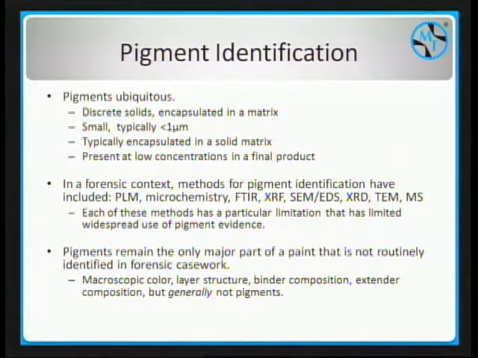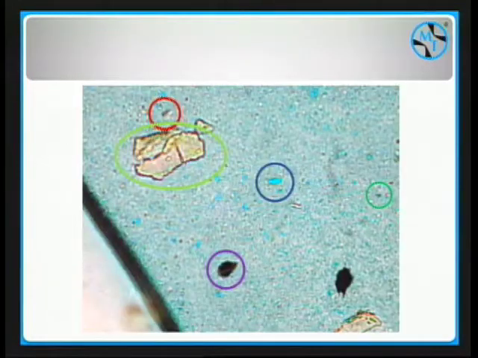So a lot of different techniques have been used over the years with varying degrees of success: PLM and microchemistry initially, but also IR, XRF, EDS, a variety of different methods. As you can see by the fact that pigments aren't all that commonly examined in forensic casework, all these methods have various limitations, and Raman spectroscopy is no exception. But I think you'll see that Raman has some very interesting advantages. Pigments remain really the only major part of a paint that isn't routinely identified in casework.